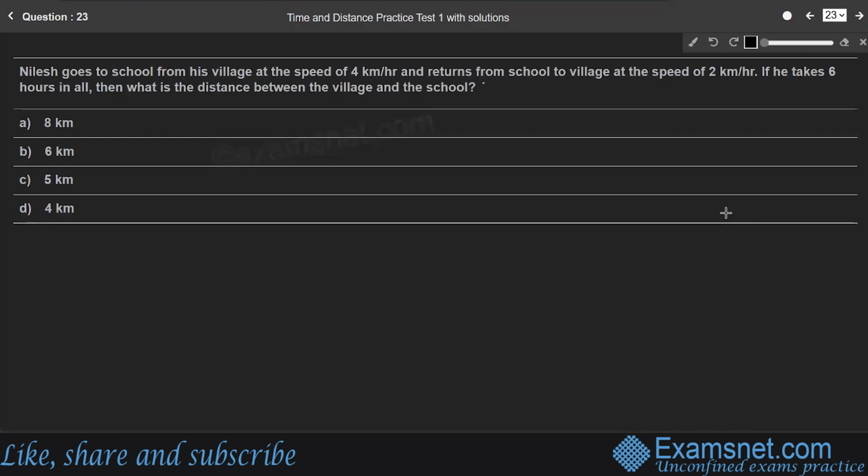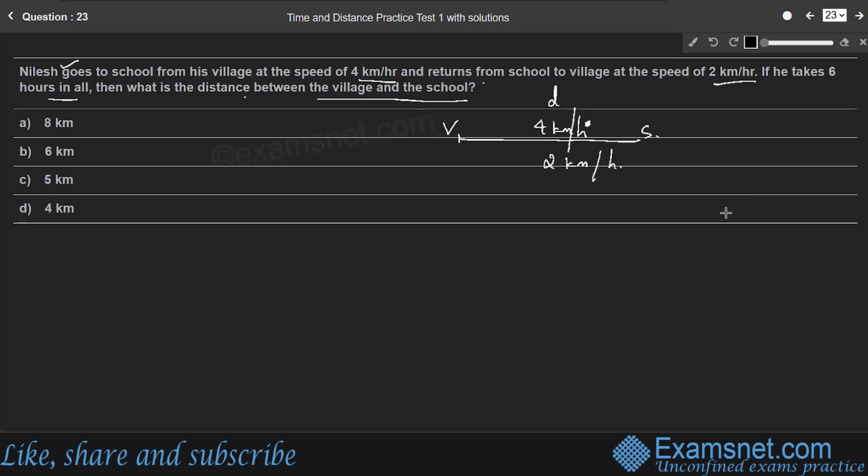Question 23. Nilesh goes to school from his village at the speed of 4 km per hour and returns from school to village at the speed of 2 km per hour. If he takes 6 hours in all, then what is the distance between the village and the school? So here, let the distance between village and the school be d. His first speed was 4 km per hour, while coming back, his speed was 2 km per hour.